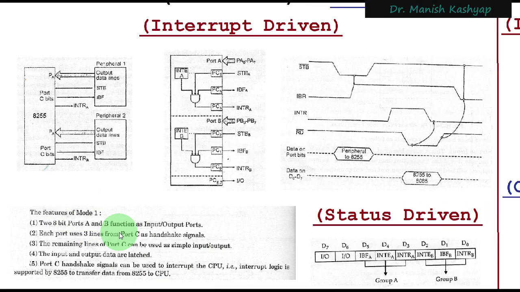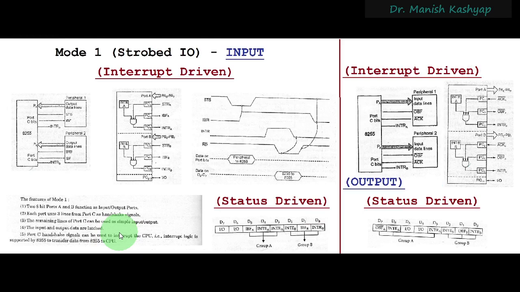Now, let us come to the output portion. Here we have learned how input is taken. This is the exact same thing, but this is for output. Here, for input, we have input buffer full, strobe signal, and interrupt signal. Instead of that, when this 8255 wants to send some data, you don't have input buffer full. You will have output buffer full, OBF, right?